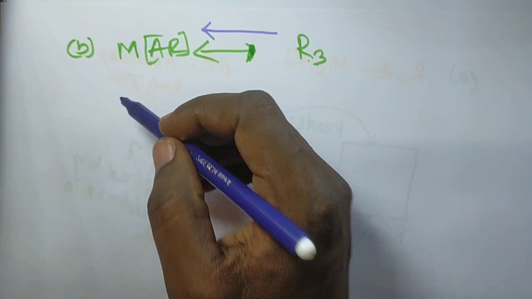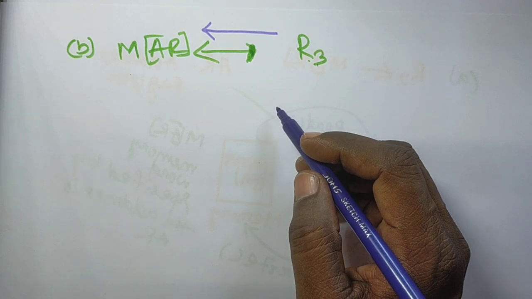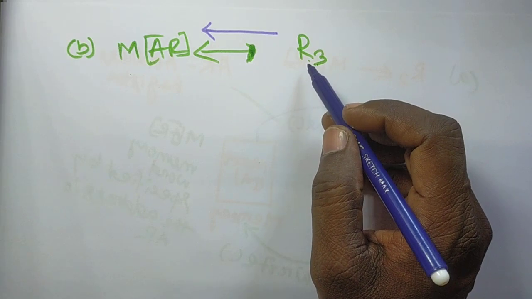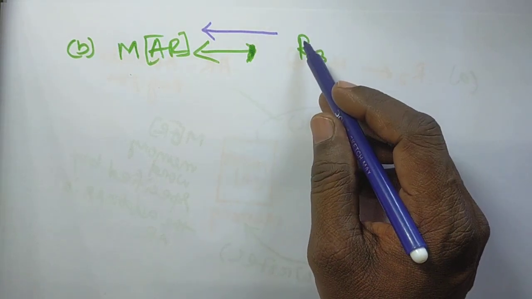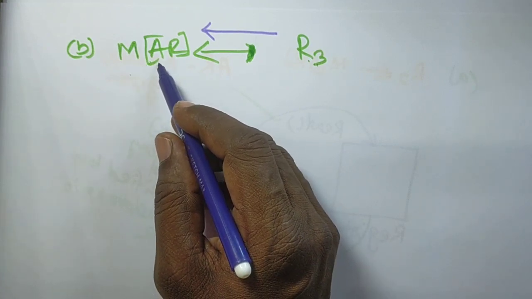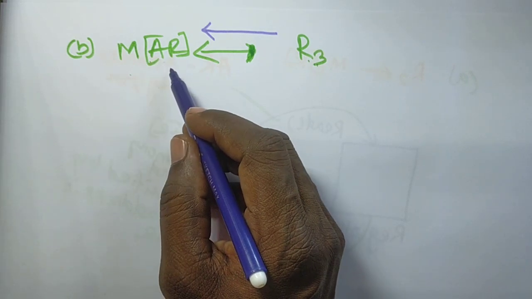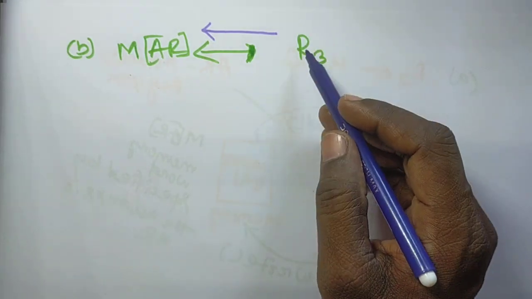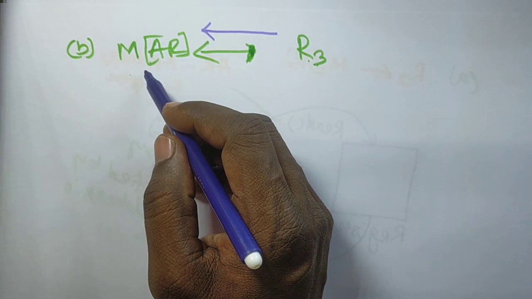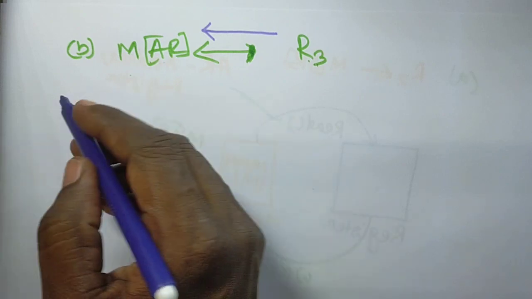Then what happens? We write the content. Then we can say it like this: write the content of register R3 into the memory word which is specified by the address register, or by the address in AR. Okay, this is a very simple way, because we have to write the content of R3 into the memory word specified by AR. This is the basic concept we will consider in this way.